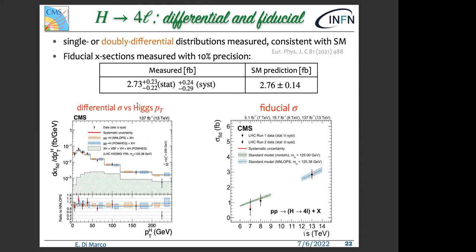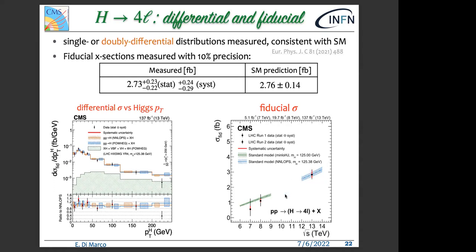So for example, let's start from Higgs to four leptons this time. You see that we have first an inclusive fiducial cross-section, which is now at the 10% precision level. But you can see here a nice differential cross-section measurement in bins of pT of the Higgs compared with state of the art Monte Carlo programs, for example, which are at next-to-next-to-leading order in QCD. And you see here the good comparison between the data and these two different Monte Carlo programs. So we are starting to do with the Higgs what we did with the W and the Z at the beginning of the LHC. We are moving towards a precision era of Higgs physics.